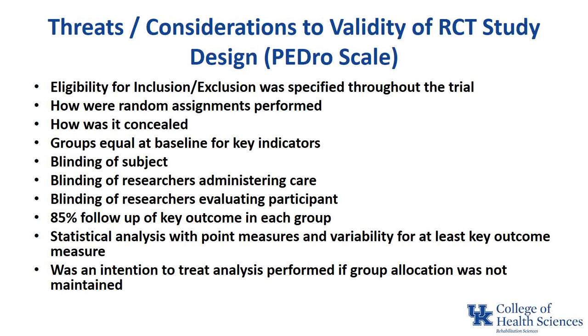how was it concealed, were the groups equal at baseline, was the subject and the researcher blinded, was the participant blinded, did they have adequate follow-up, what was the statistical analysis, and so on. And you're basically scoring it yes, no, yes, no, yes, no. The higher the score, the closer you get to 10, the better the design was. This is just a simple way of qualitatively grading a randomized clinical trial that's been used for years and years and years.